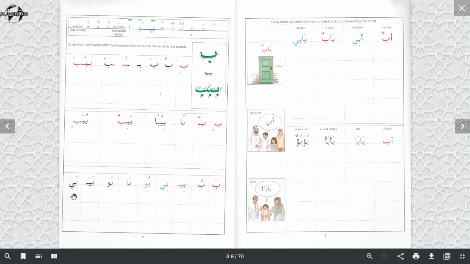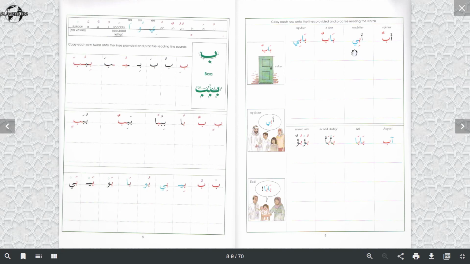Page 9. You are now ready to begin reading your first Arabic words, using the letters Alif, Ba and Hamza. Listen carefully and repeat the words. Line 1. A father. Abun. My father. Abi.